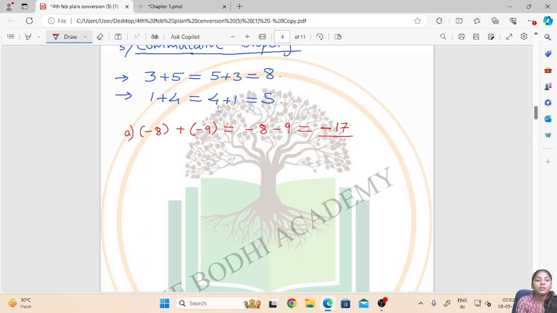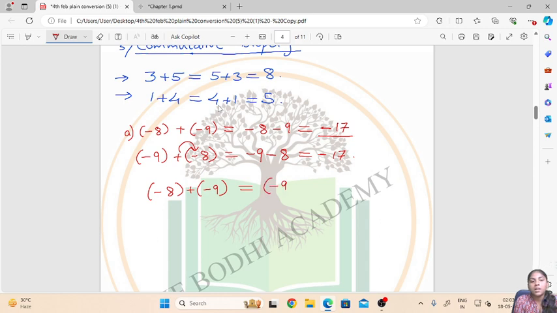And if we take it in the other order, it will be minus 9 plus minus 8, and here also minus 9 plus minus will get changed into minus, so we will get minus 17 again. So we can say that minus 8 plus minus 9 is equal to minus 9 plus minus 8. Correct?